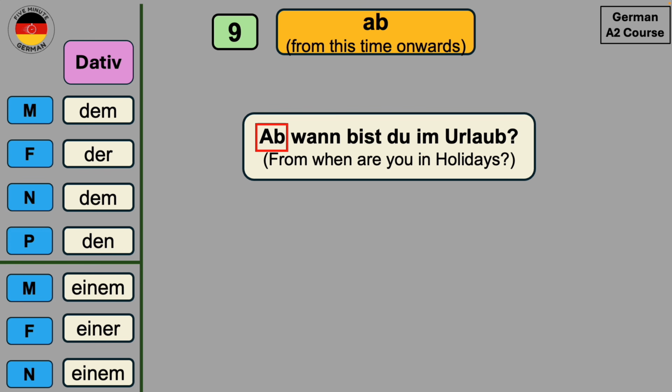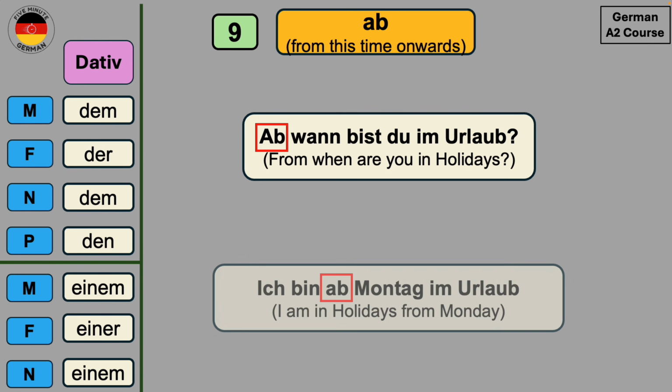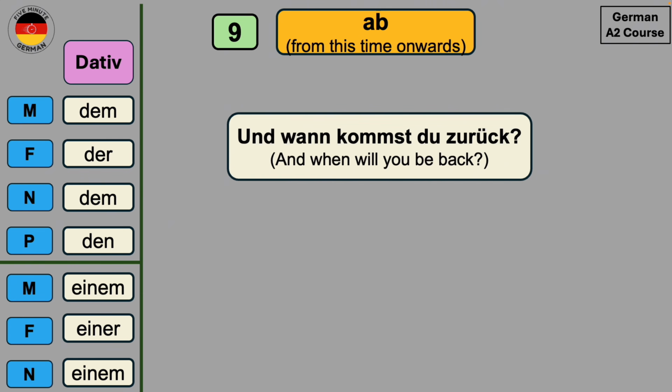So this is also a time preposition which we also took a look at in A1. So an example with ab will be ab wann bist du im Urlaub? From when are you in holidays? And you can answer this by saying Ich bin ab Montag im Urlaub. I am in holidays or on holidays from Monday. And a follow-up question to this can be Und wann kommst du zurück? And when will you be back?